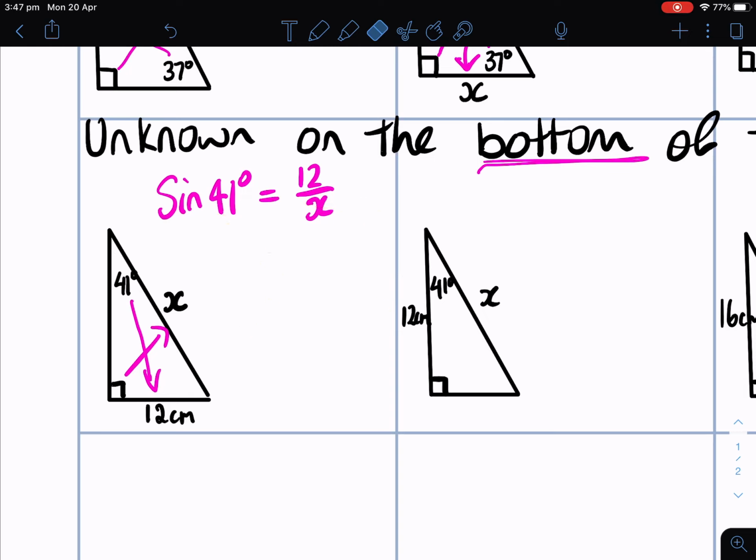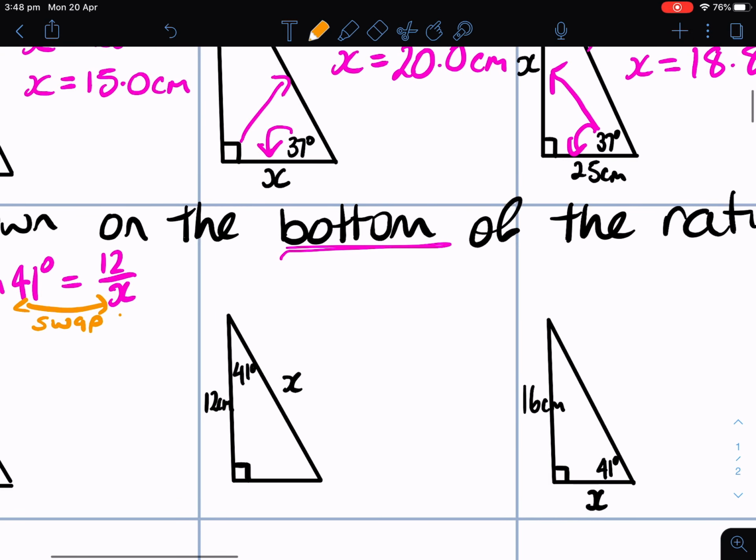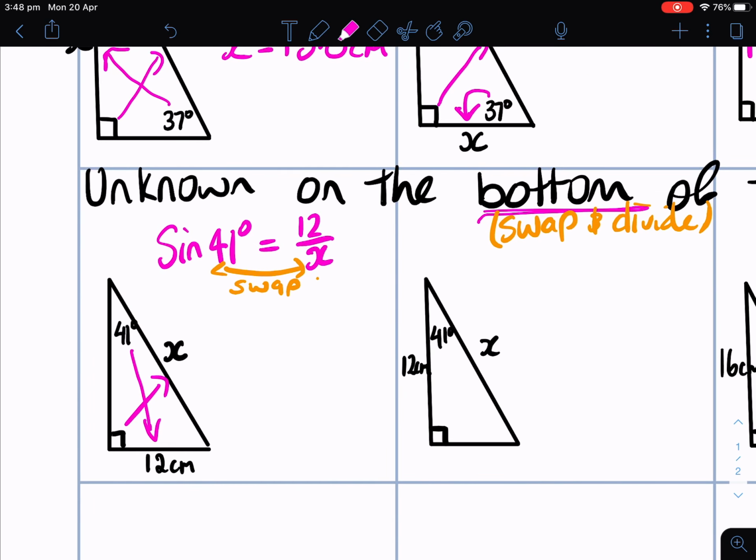Okay, let's go again. So this time I'm going to give you the trick. All we have to do is when the unknown is on the bottom, we're going to swap these over. Okay, so swap, and then once you swap those over, you divide. So our note for going on the bottom is swap and divide. Okay, so let's have a look at that. So let's go ahead and do it.